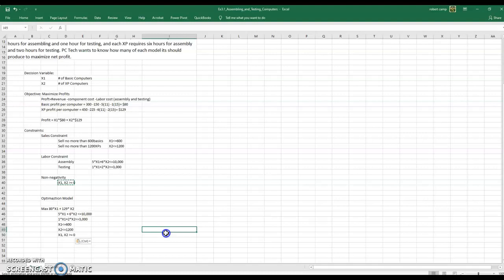So now that we know what our optimization model is going to look like, in the next video, we're actually going to put this into Excel and have it solve that optimization for us.